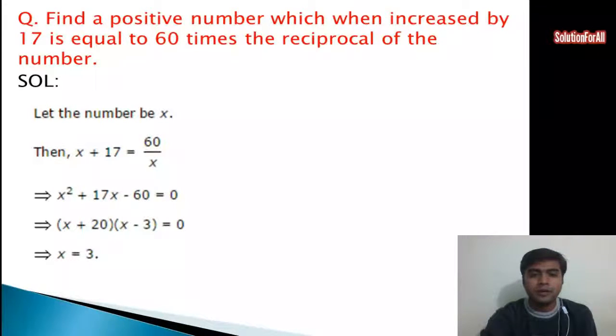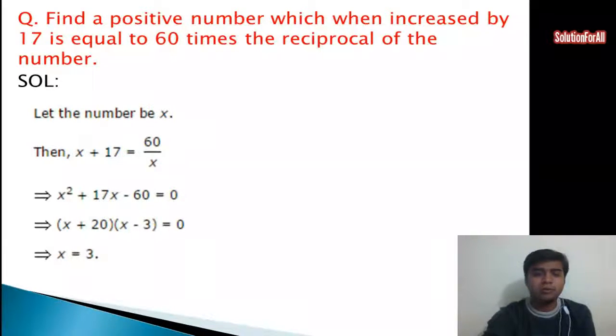Now we have formed a quadratic equation over here, that is x square plus 17x minus 60 is equal to 0. I have not taught you how to simplify the equation right now, but this is very well known. This is a very easy sum. We can factorize it here. This is equal to x plus 20 into x minus 3 is equal to 0.